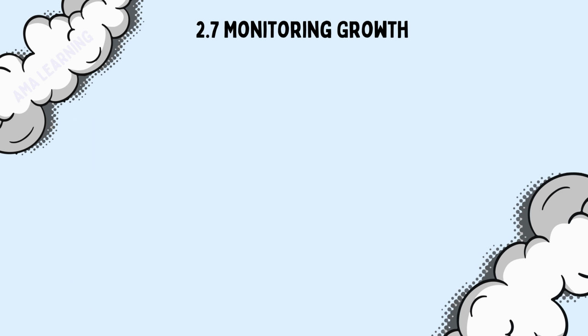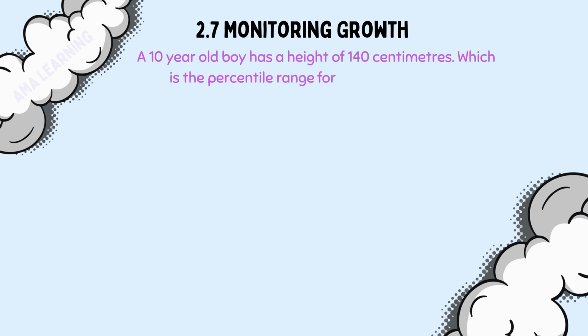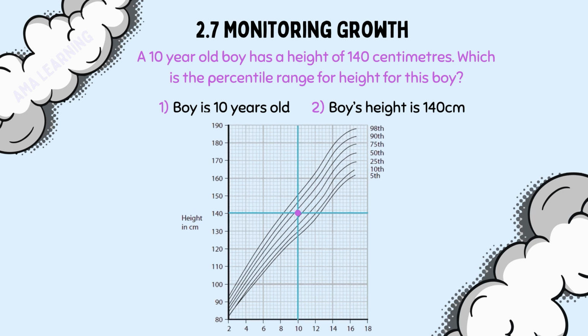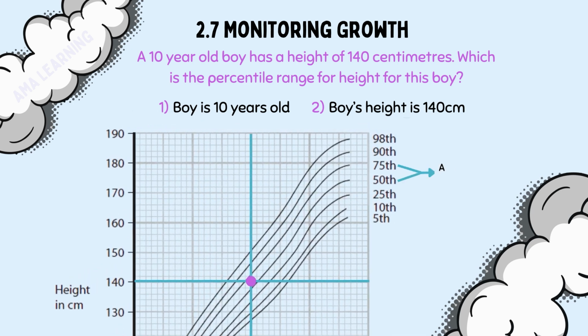Let's try this GCSE style question about percentile charts. A 10-year-old boy has a height of 140 centimeters. What is the percentile range for height for this boy? So the question has given us 2 points on the chart. The boy is 10 years old, so let's draw a vertical line going up from age equals 10. The boy's height is 140 centimeters. So let's draw a horizontal line starting from height equals 140 centimeters. The two lines cross over in between the 50th and the 75th percentile lines. The question asked for the range, which means the answer is between the 50th and 75th percentile line.